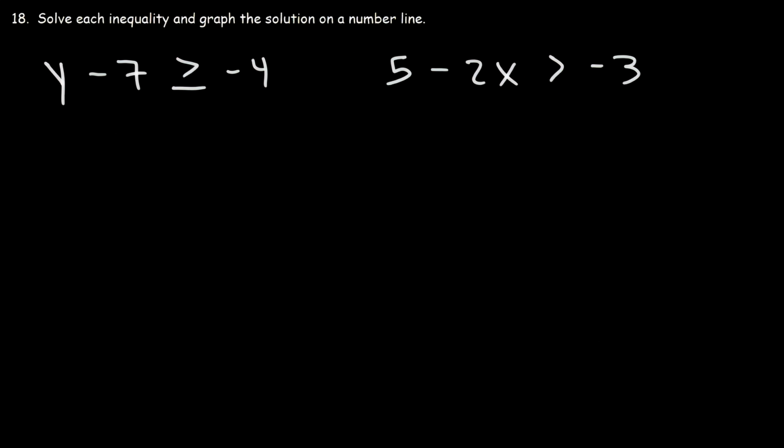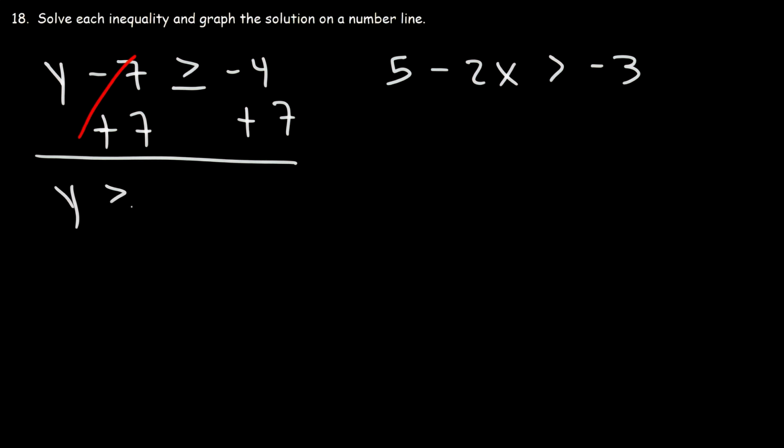Number 18, solve each inequality and graph the solution on a number line. So let's solve the inequalities first, and then we're going to graph them later. So for the first one, all we need to do is add 7 to both sides. If we do so, -7 plus 7 is 0. So we're going to get y is equal to or greater than -4 plus 7, which is +3. So that's how we could solve the first inequality.